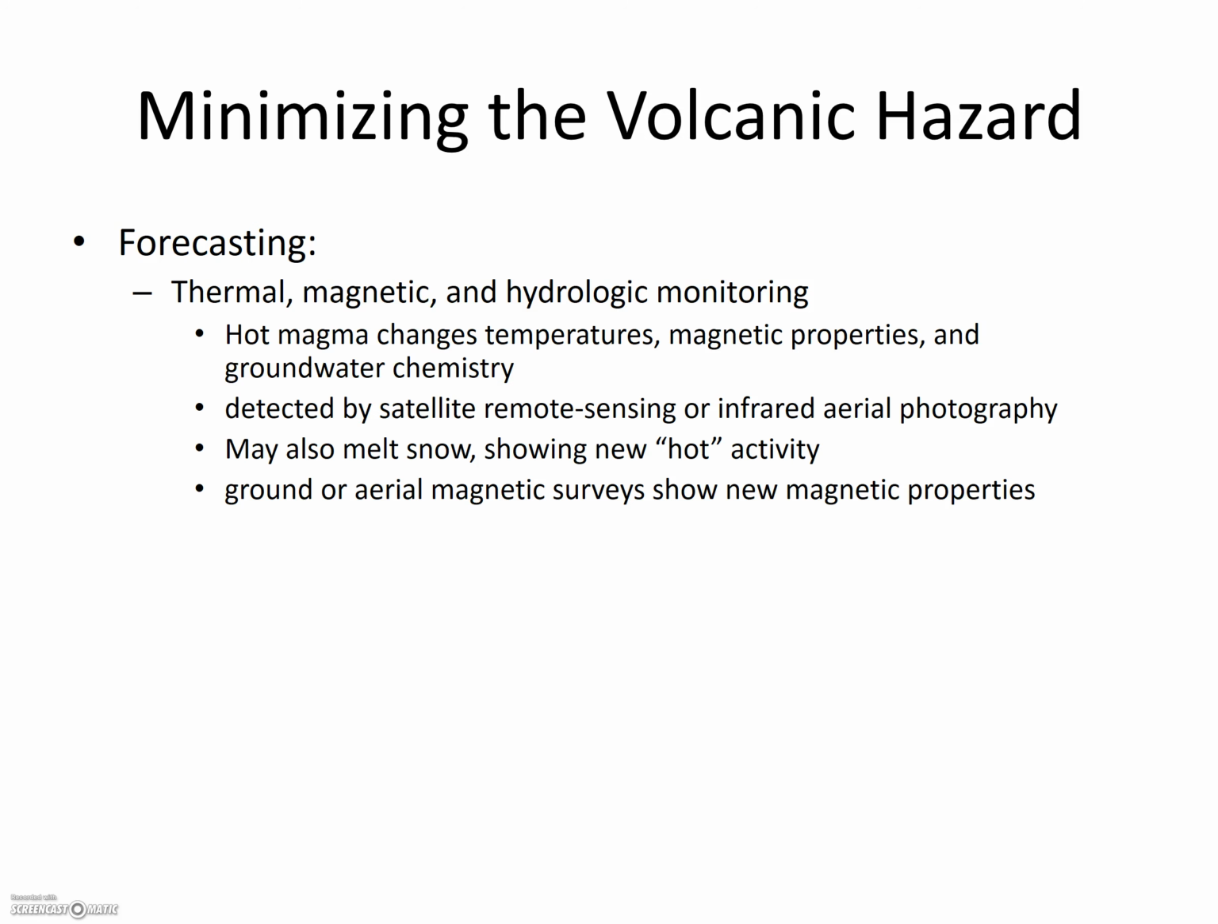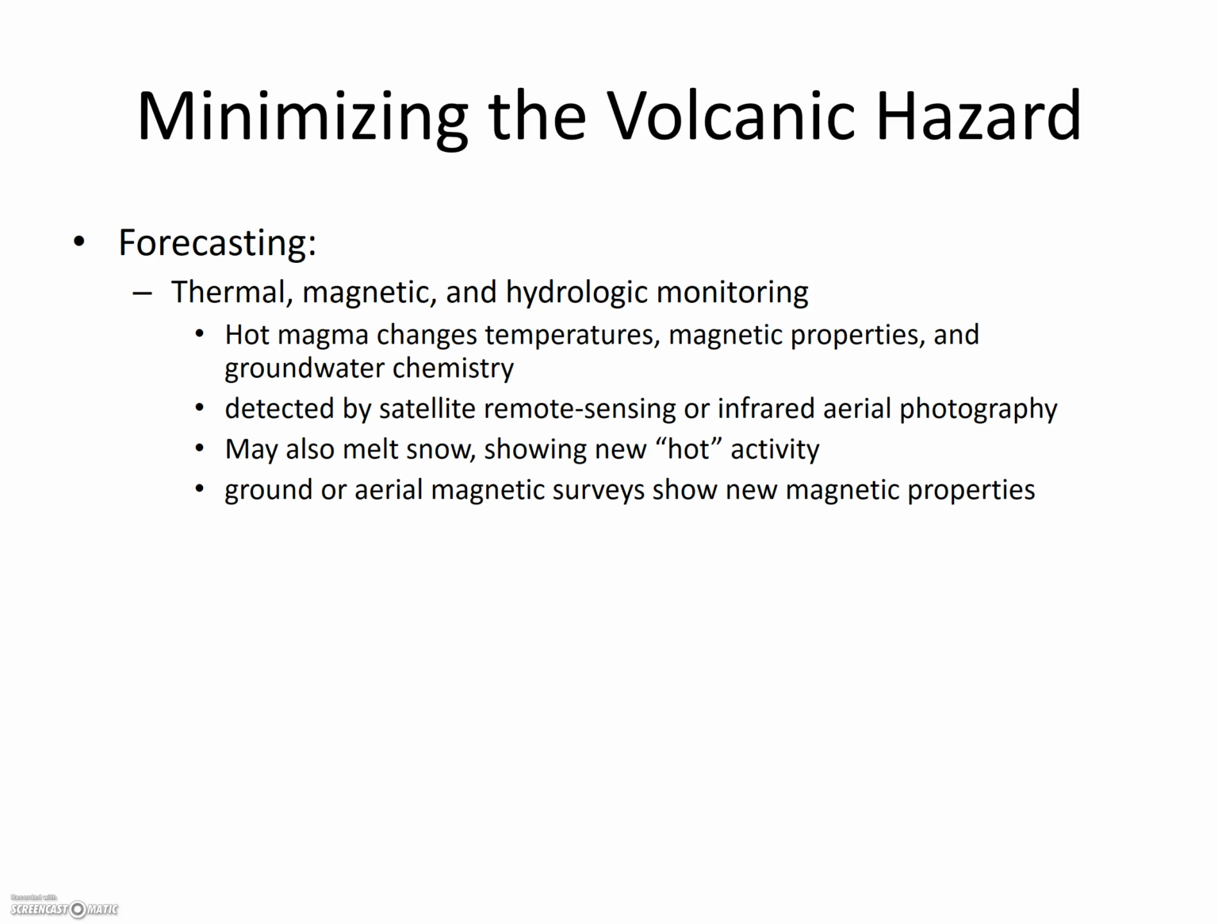Once again, changes in the temperature, local magnetic field, and water are due to a magma body intruding into the near surface. The hot magma changes temperatures of the ground as it heats up surrounding rock, and may even melt glaciers and accumulated snow of volcanic peaks. This is often detected by satellite remote sensing or infrared aerial photography.